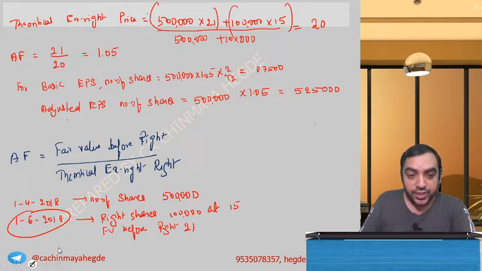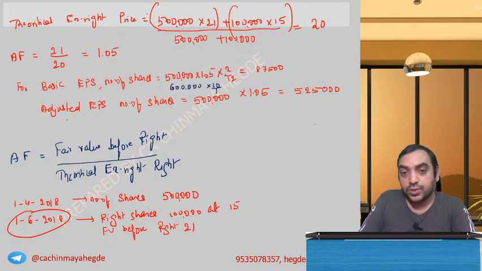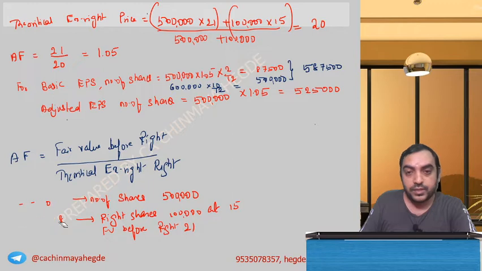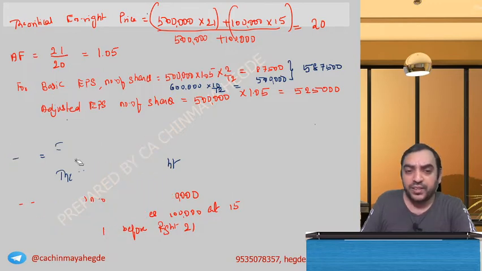And from the date of right issue, remaining 10 months, total 6 lakh, 6 lakh into 10 by 12, that is 5 lakh. Total we will write 5 lakh 87,500. Then whatever the profit, divided by the number of shares calculated, you get the EPS.